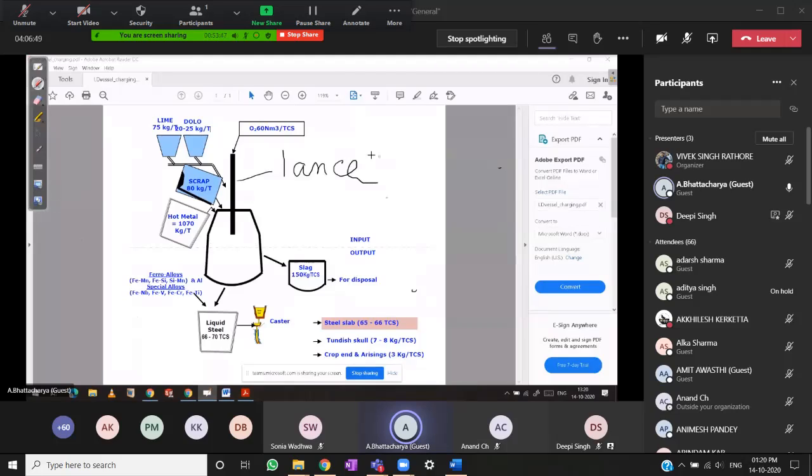Lance means it is a pipe through which it's blown into this. We have learned about the Bessemer converter. In the Bessemer converter, air is blown from the bottom.